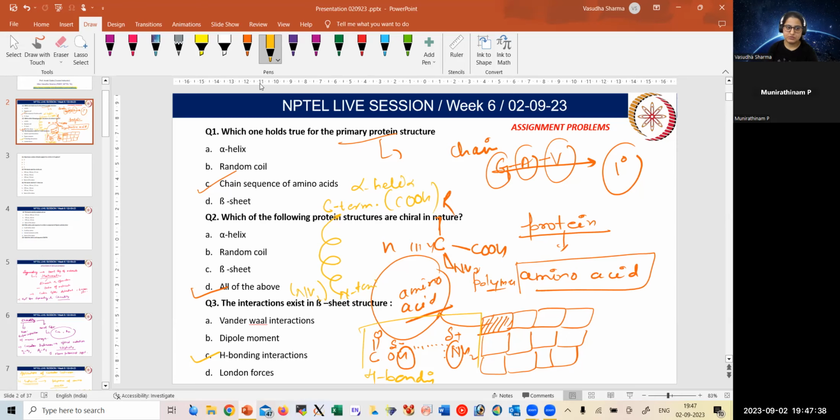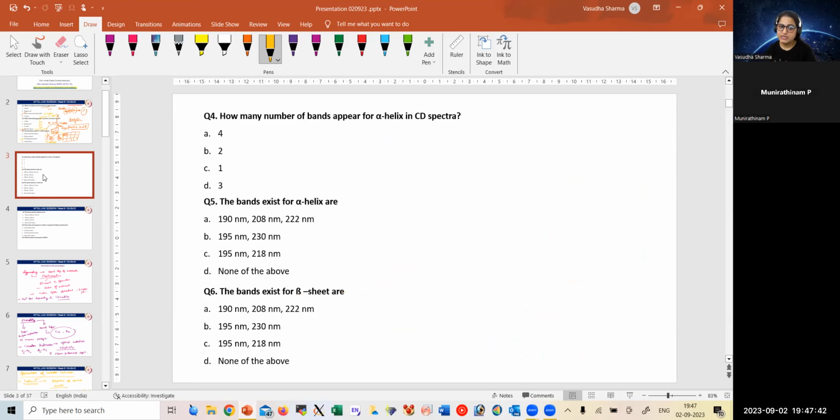Okay, so we are moving to the fourth question. Answer this one: how many bands appear for the alpha helix in CD spectra? So we saw that CD spectra is helpful in giving you the distinct peaks for alpha helix, beta sheet, and the random coil. And here I will draw the alpha helix for you.